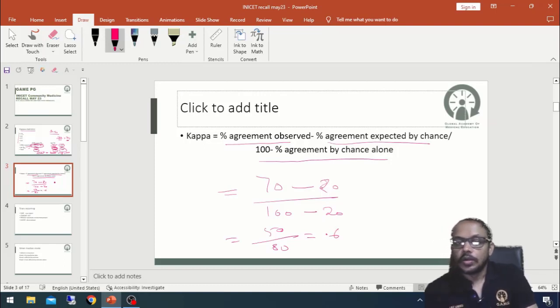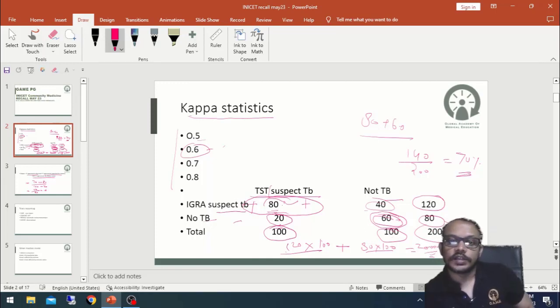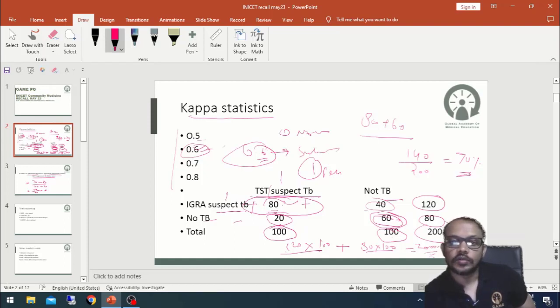So, 0.6 is called a fair agreement; we can say substantial agreement is there. So, it is good. For a Kappa statistic of 0.6, for example, two tests, test 1 and test 2, both are saying it is TB suspect, and the agreement is strong. 1 is perfect and 0 is no agreement, and 0.6 is somewhat substantial agreement. So, it is good agreement in this question, the answer is 0.6.